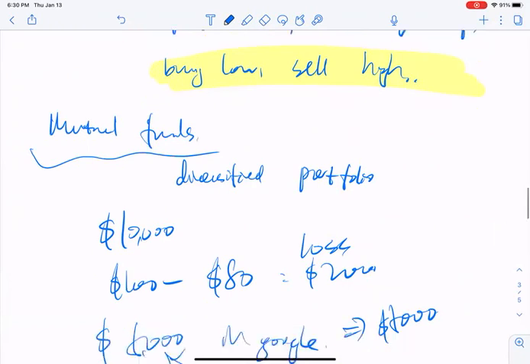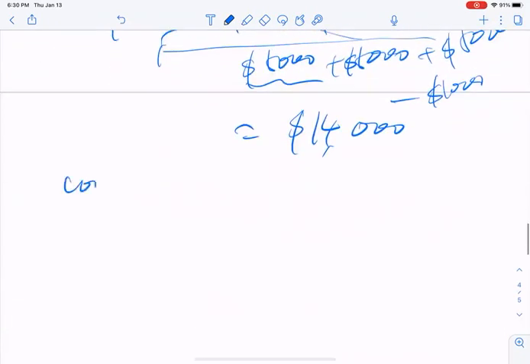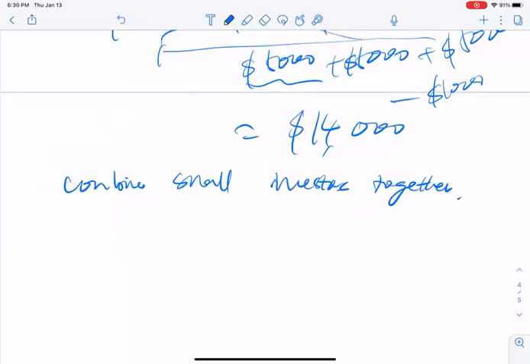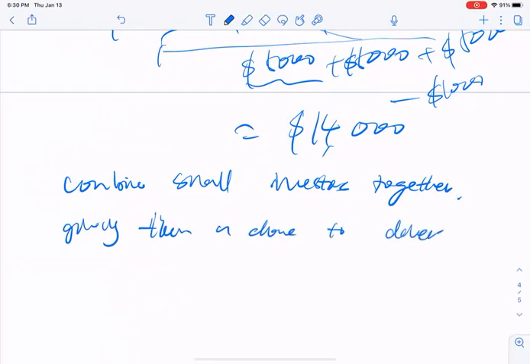So mutual funds combine small investors together, right? And give them a chance to diversify their portfolio. That's pretty much it. That's pretty much the main concepts.